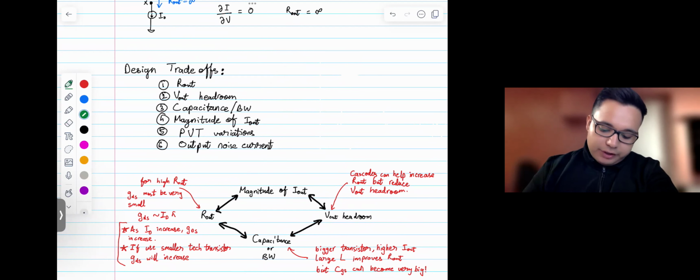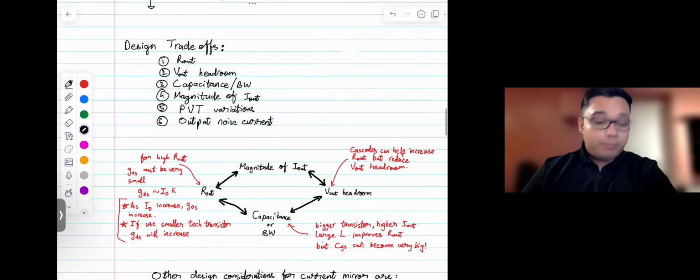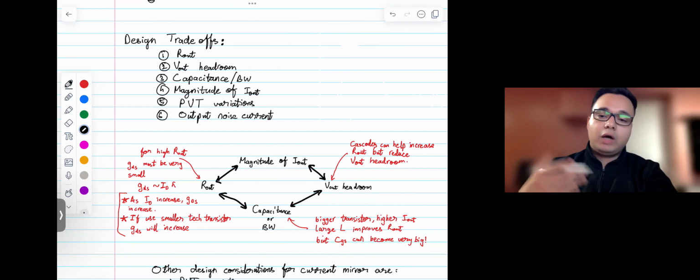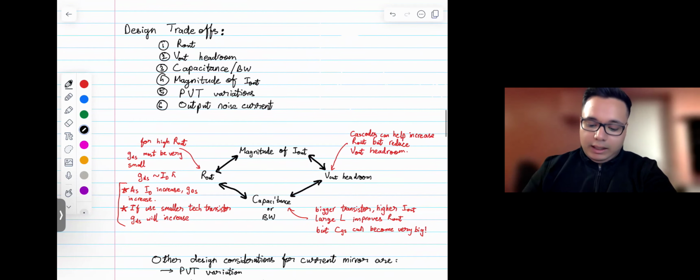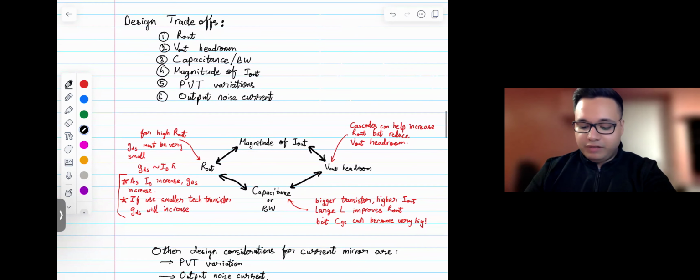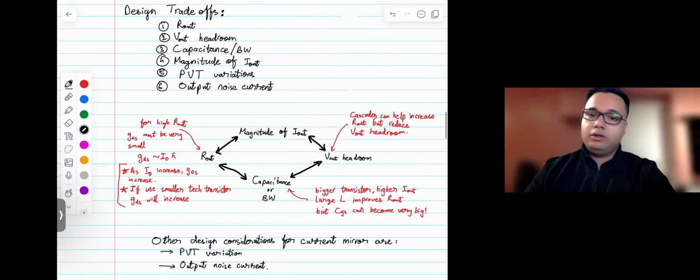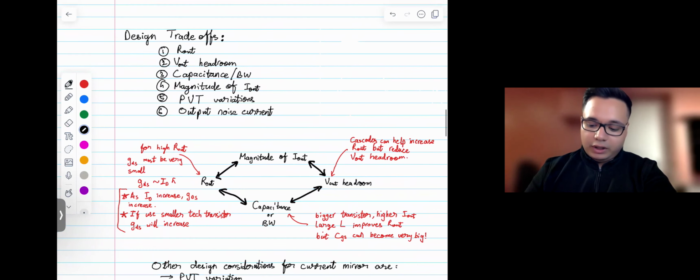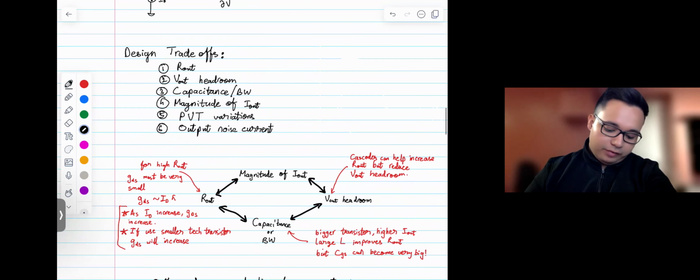And so that's one of the trade-offs that we'll find out. The absolute magnitude of the output current is also one of the trade-offs. The PVT variations are also something we will discuss, and the output noise current. The noise in a current mirror is also a trade-off.